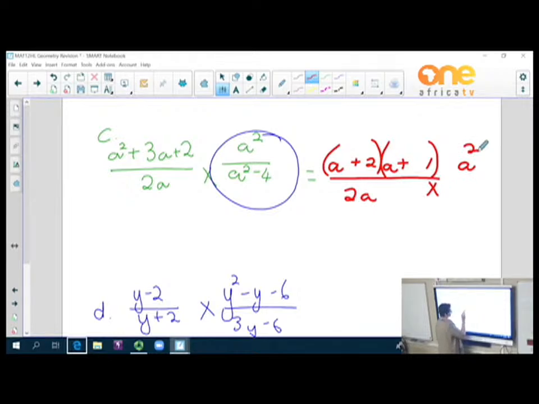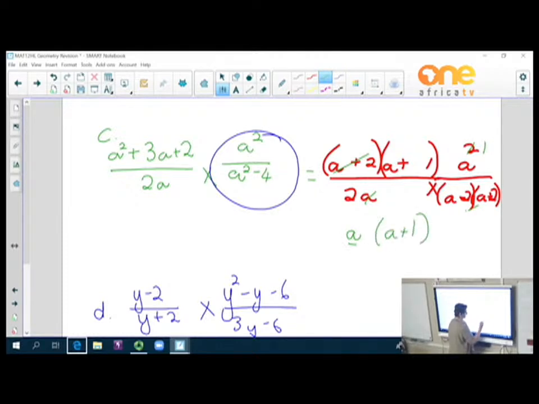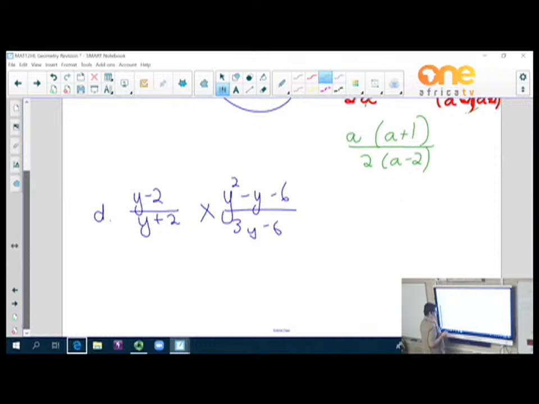And now here, it's again the difference between squares, which will be a minus 2, a plus 2. We can cancel. That one cancels out. A plus 2. This a, one of them here will cancel out. So this one will be a plus 1 over the 2 there, a minus 2. There's our solution.